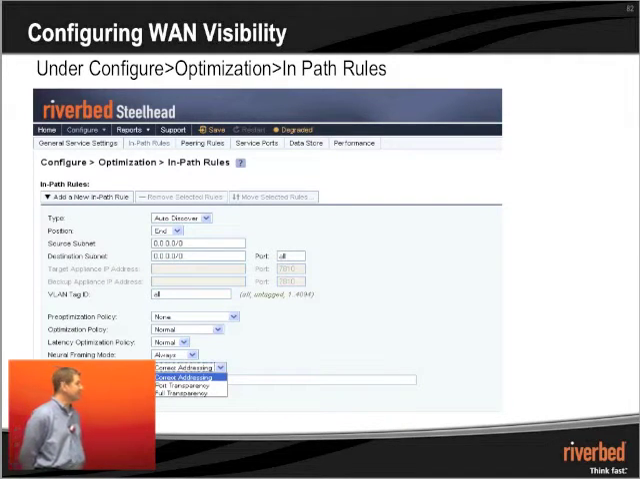Configuring WAN visibility is done in in-path rules. Notice the pull-down menu near the bottom of the screen allows you to set the visibility mode. This means that I can configure a different visibility mode for my HTTP traffic from the traffic that's NFS, for example.